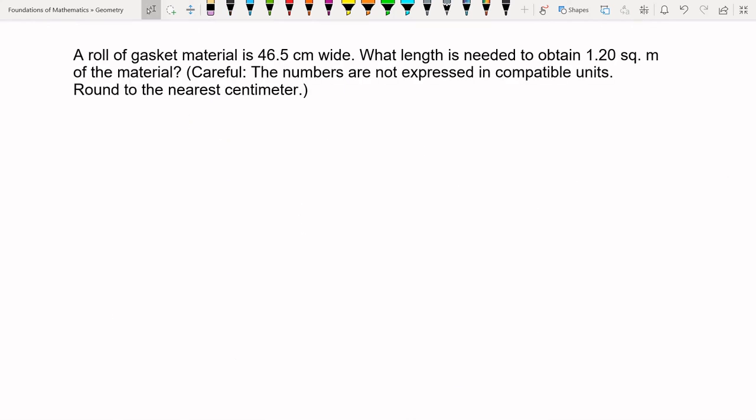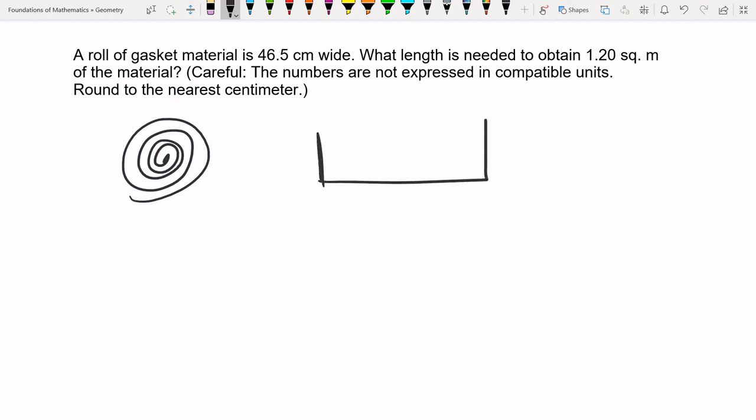Okay, this is an interesting problem. We have a roll of material. It's 46.5 centimeters wide. So you can think of it like a roll of material, right? This is like rolled up material. And when you look at it head on, it looks like a cylinder, but it's a rectangle. And we know that this measurement here is 46.5 centimeters wide.